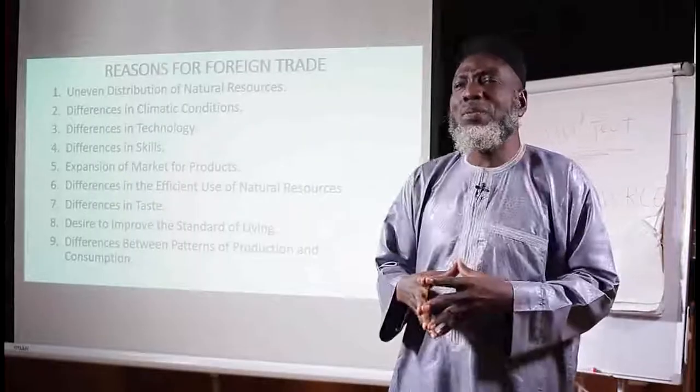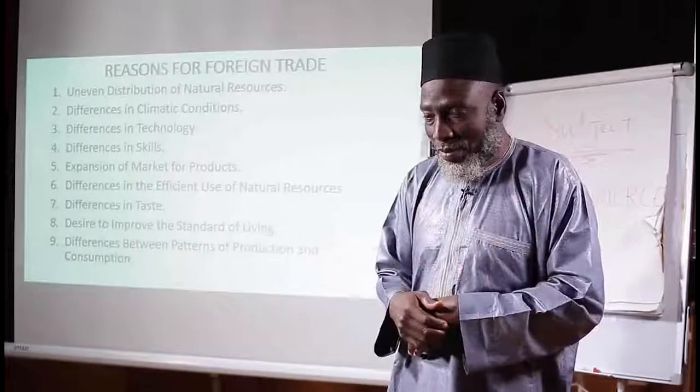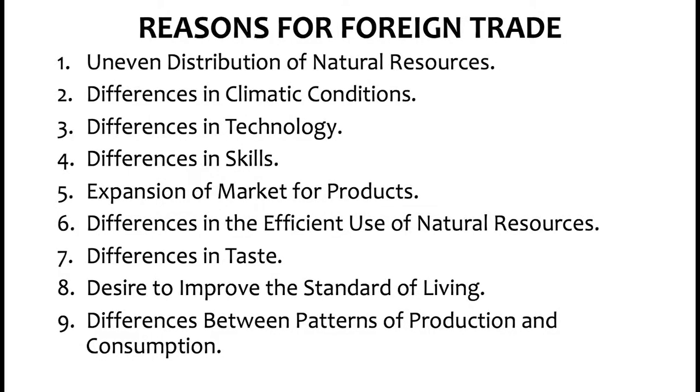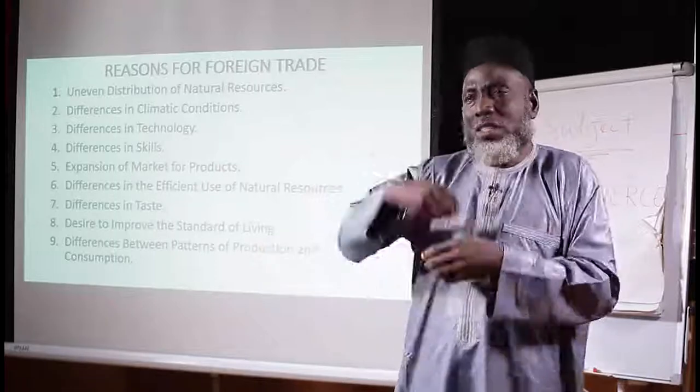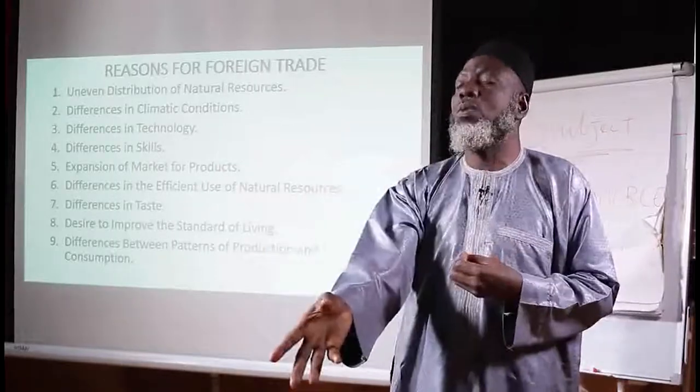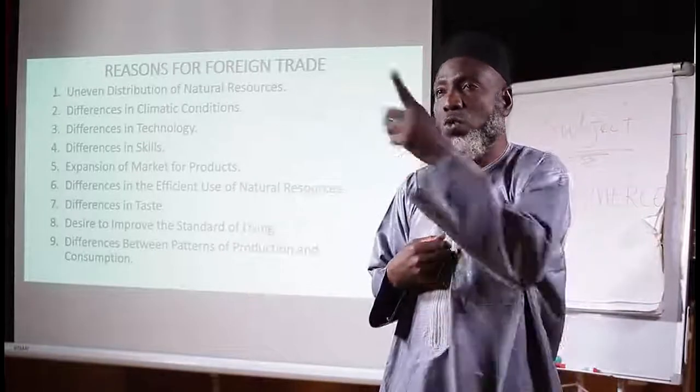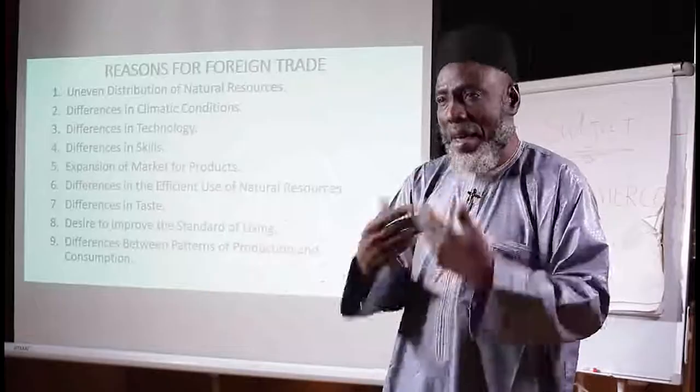Now we go to reasons why countries engage in international trade. What are the reasons countries engage in international trade? There are several reasons. Number one is uneven distribution of natural resources. Different countries have different natural resources, and because of these differences, they engage in buying and selling. Those that have sell to those that do not. You sell to me what you have, and I sell to you what I have.